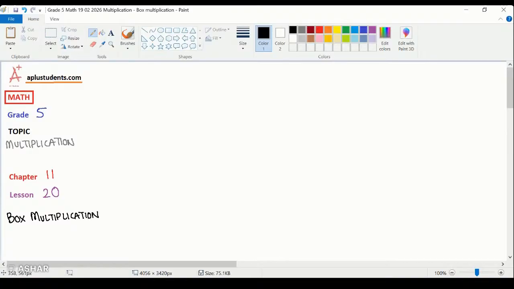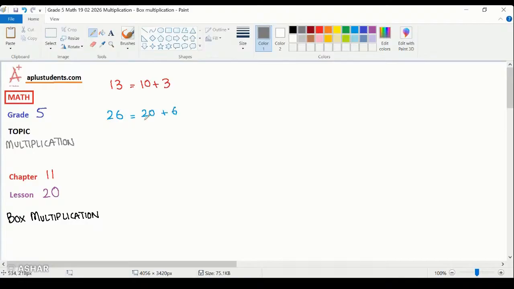Okay, so let's go to the topic. Let's see what we have. What we need to understand in box multiplication is, if a number is written as 13, can we write 13 as 10 plus 3? In box multiplication, if a number is 26, we have to break the number. We would say 20 plus 6, right?